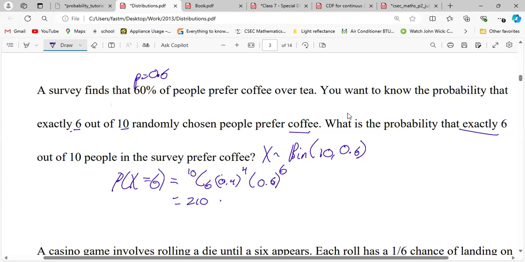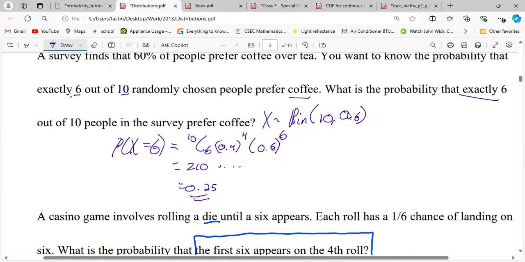And so it'll be 210 times 0.4 to the power of 4, multiplied by 0.6 to the power of 6. So this one you get out 0.25. And that'll be the probability. Straightforward. Nothing else to confuse you.